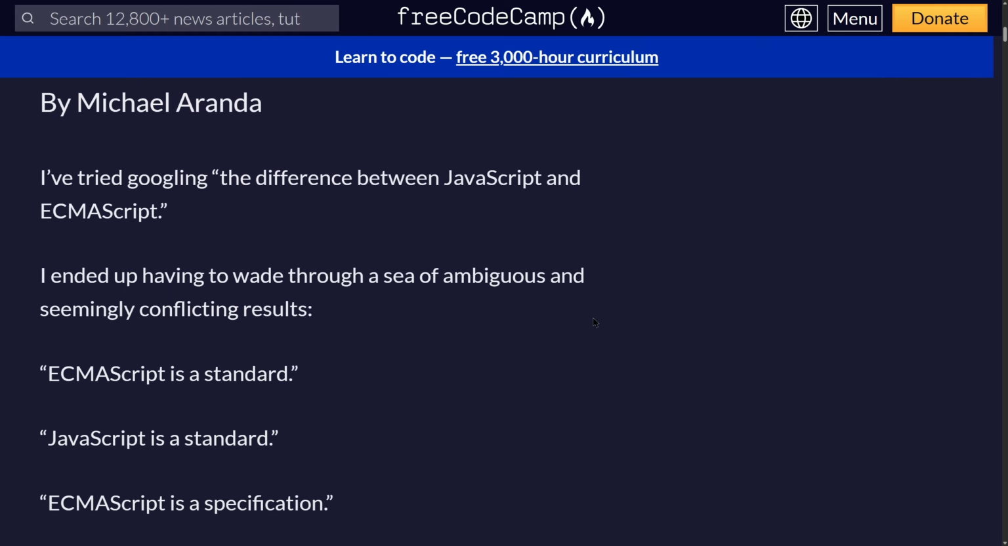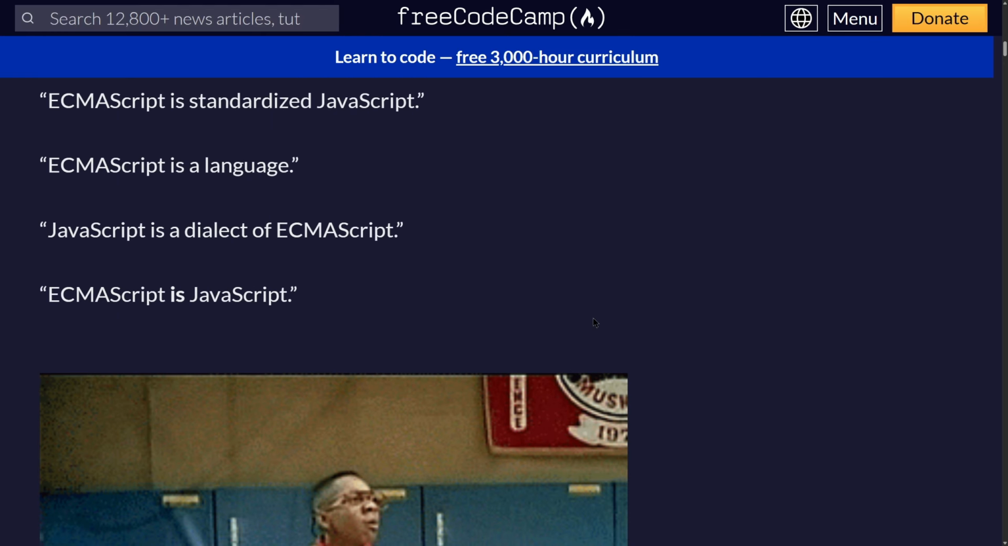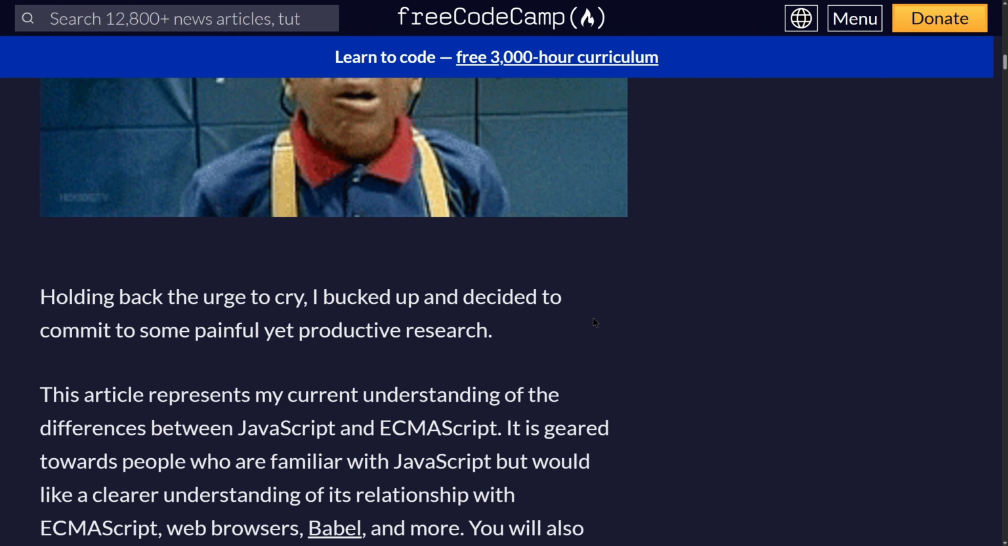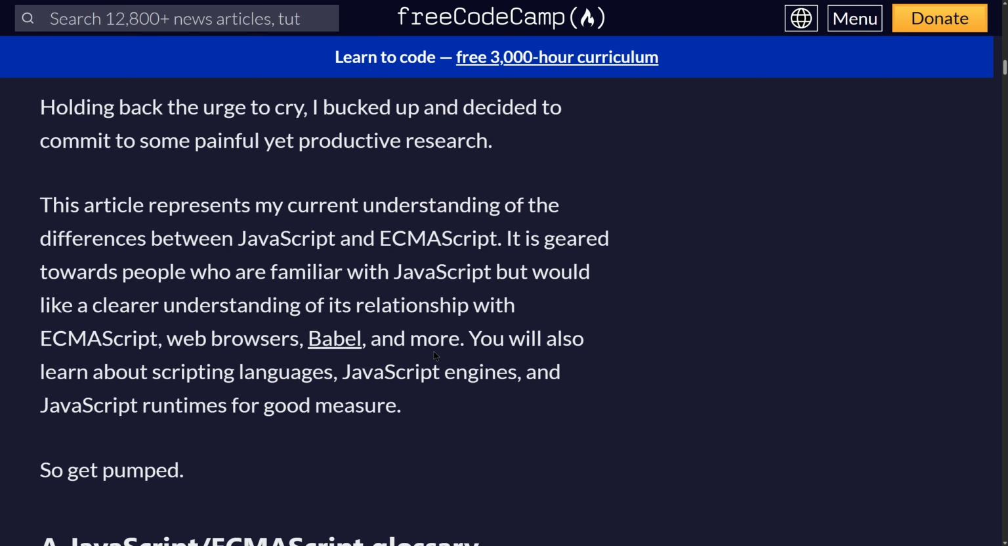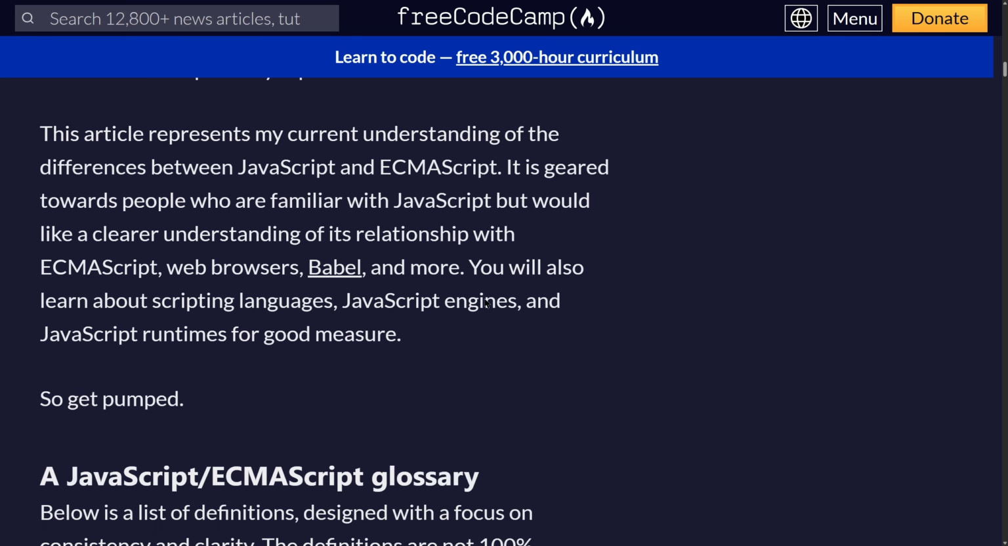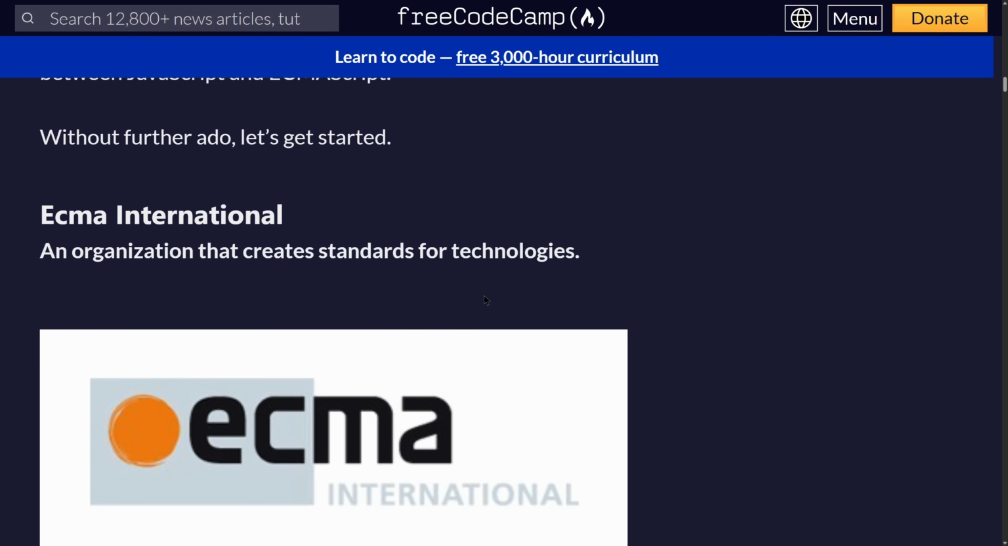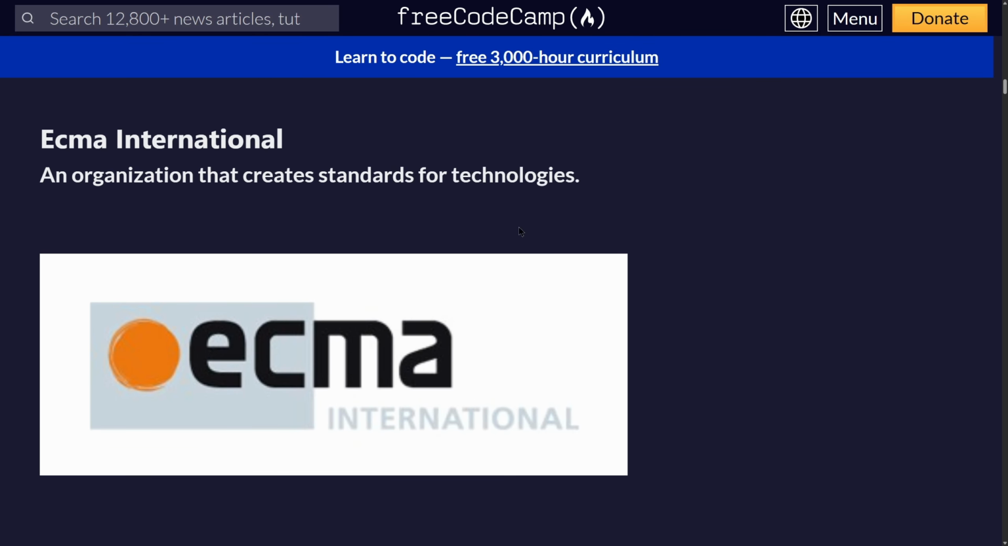So here, if I just scroll down a little bit. He has given us some prefaces about JavaScript and ECMAScript. And now here is the part which we want to read. So what exactly is ECMA International? ECMA International is an organization that creates standards for technologies. Okay. All right.